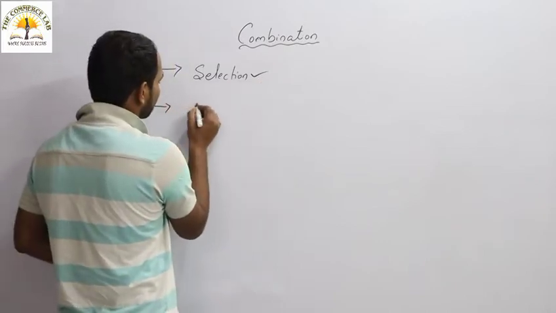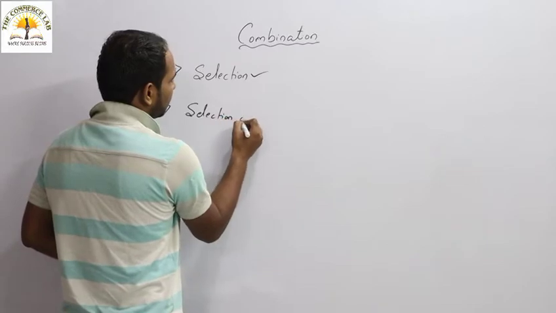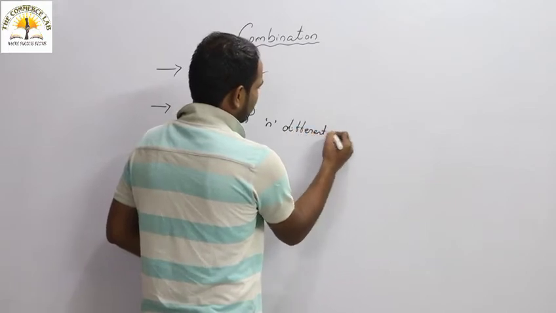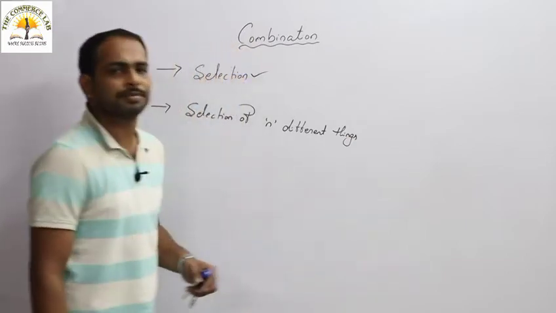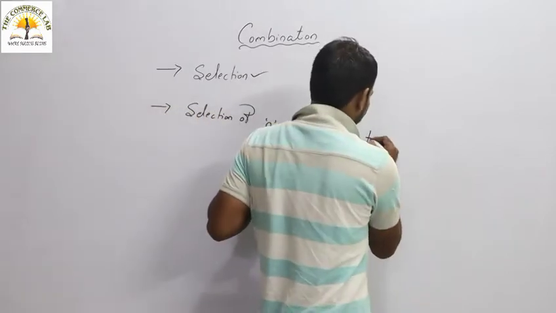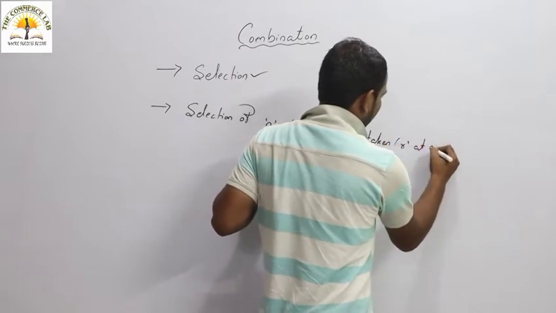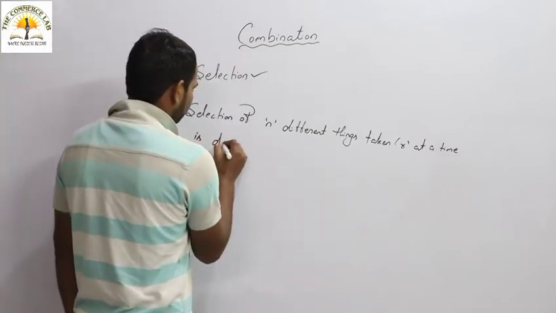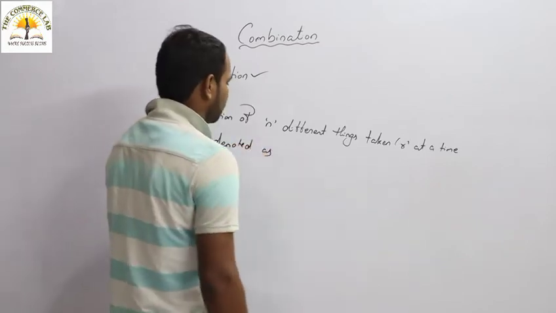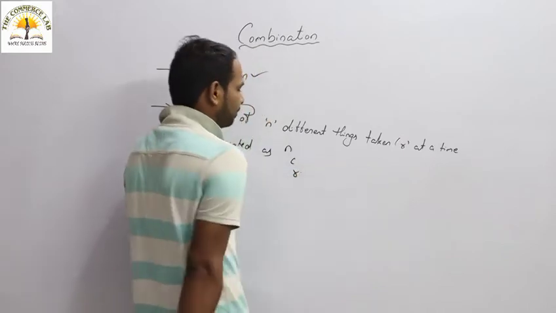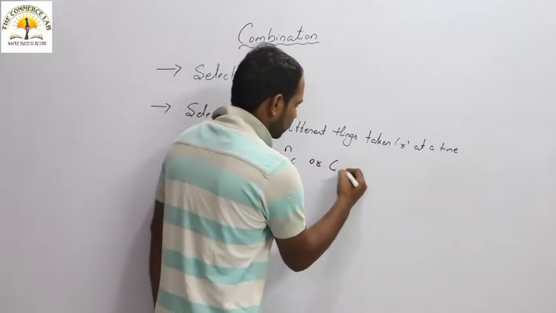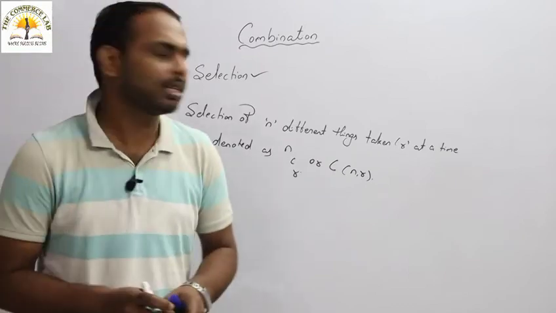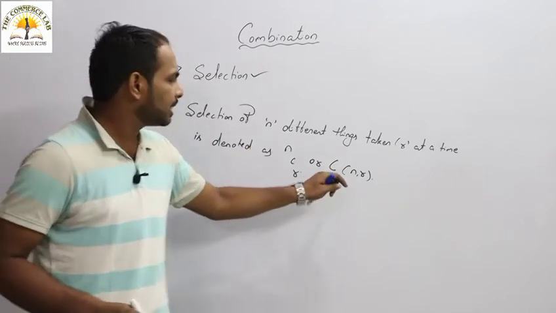The selection of n different things taken r at a time is denoted as nCr, or it can also be written as C of n, r.